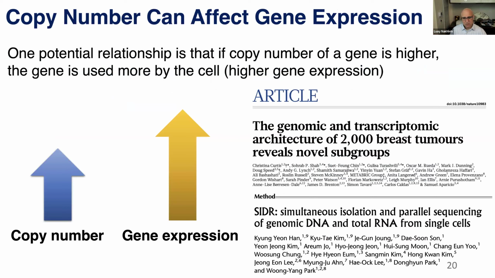The principle, or an assumption behind this, makes sense to a certain extent: the higher the copy number of a gene, the more the gene is used by the cell. In other words, we assume there is a positive correlation between the copy number of a gene at the DNA level and the gene expression at the RNA level. This is an underlying assumption. It is observed in many studies, and it is used in other methods as well.